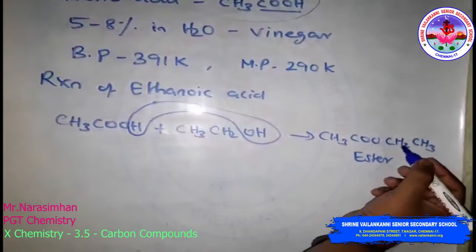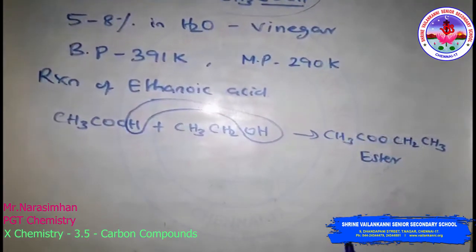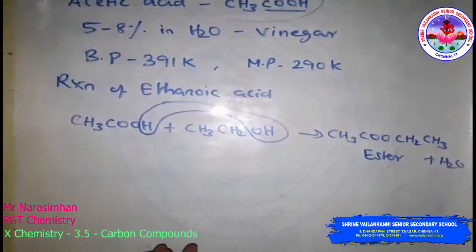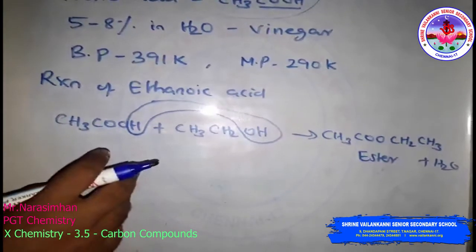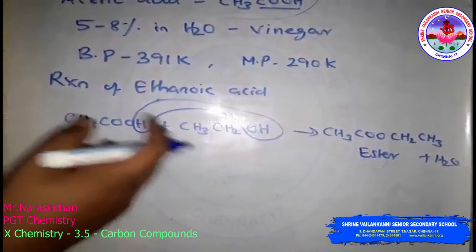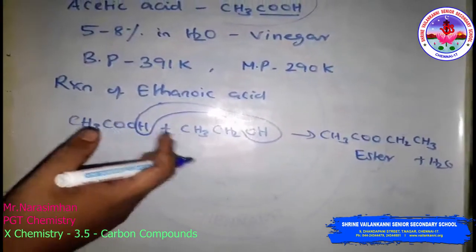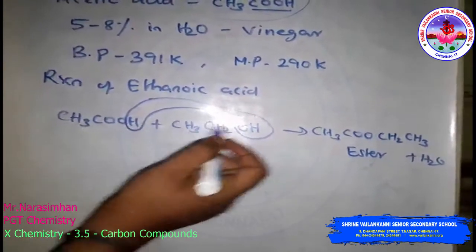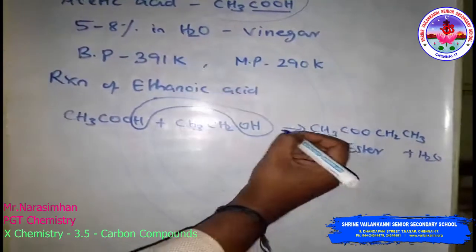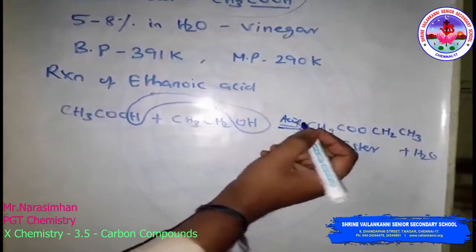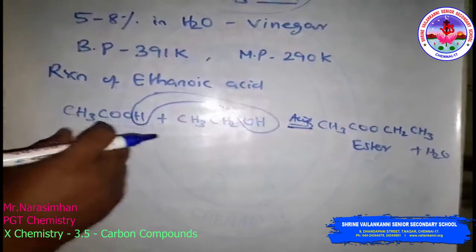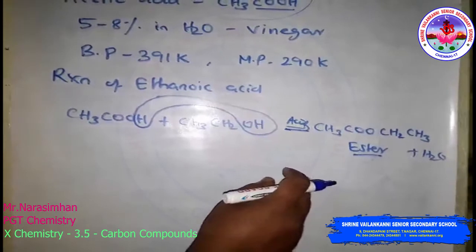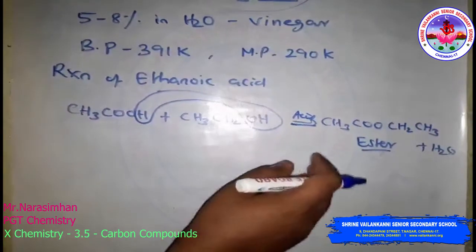CH3COOCH2CH3 is the ester, plus the water molecule. Commonly, the reaction of acid and alcohol produces an ester, in the presence of an acid catalyst. So you have to use the acid catalyst. Esters are sweet smelling substances, and they are used in making perfumes and flavoring agents.